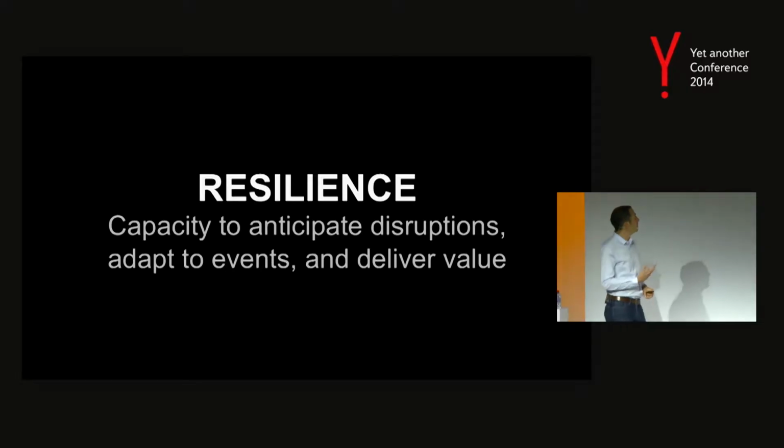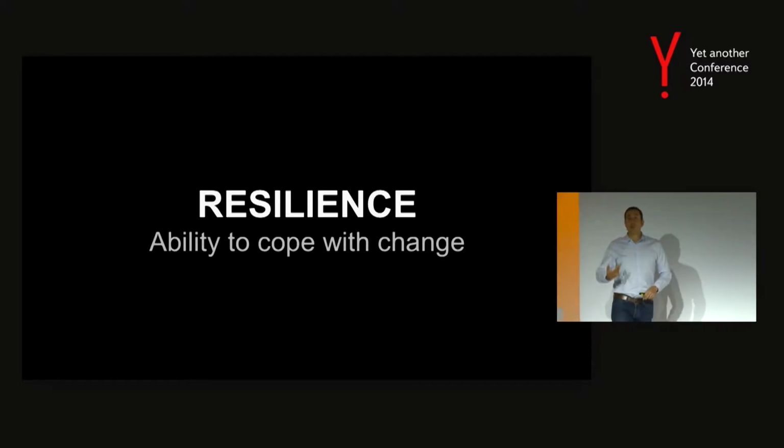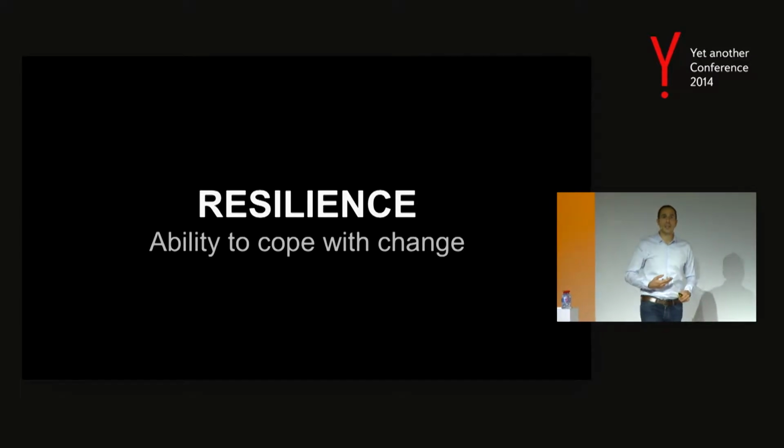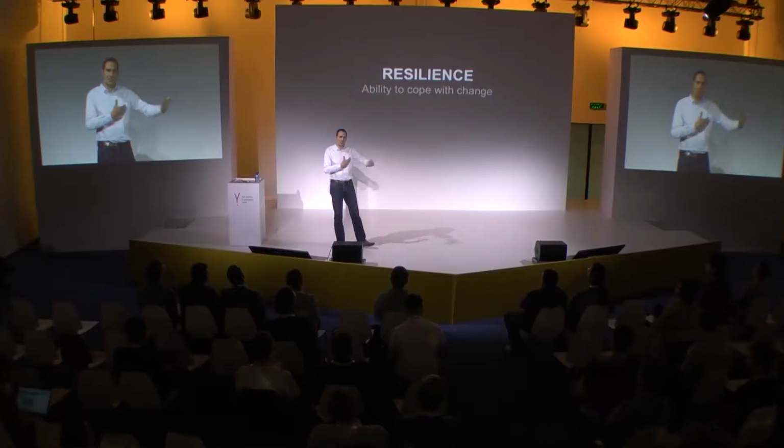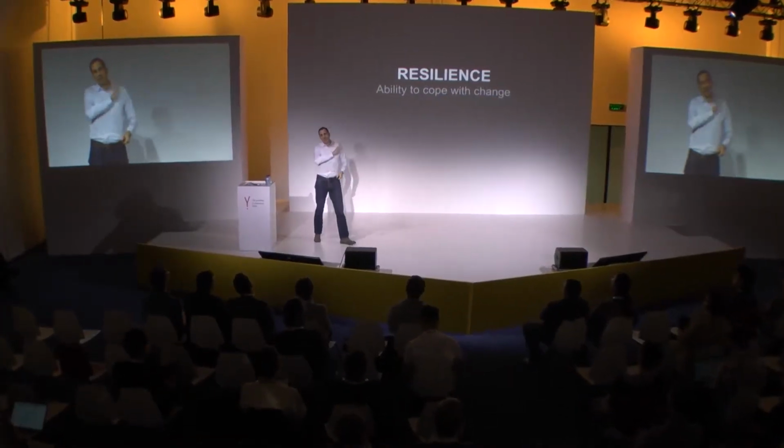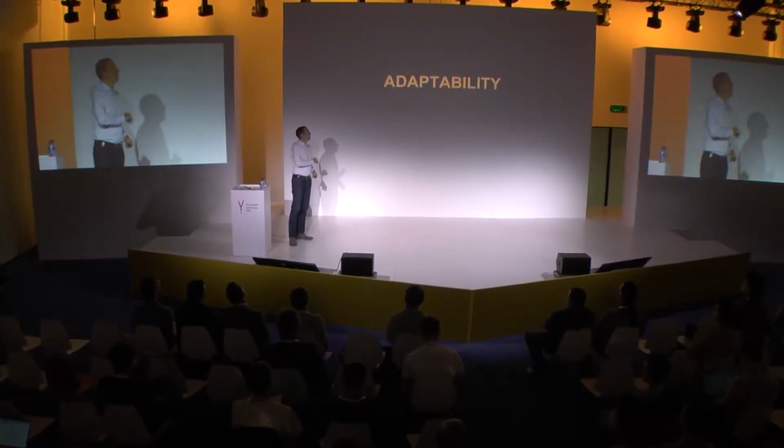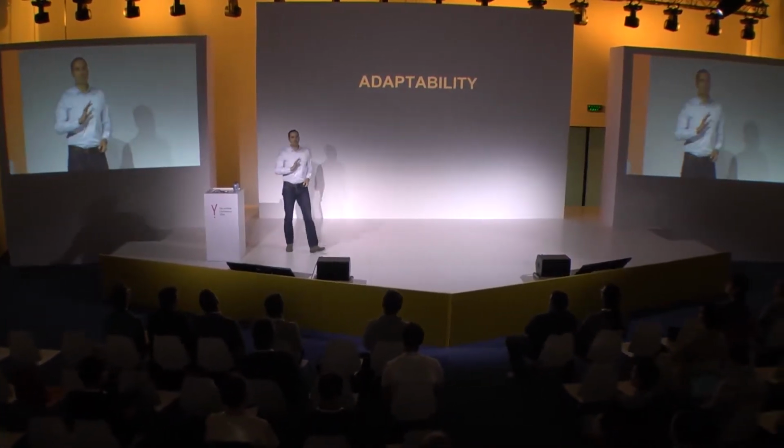There's a more simple definition of resilience. I like it much. It is the capacity to anticipate disruptions and to adapt to events and continue to deliver value. And if you simplify it again more, resilience is the ability to cope with change. So you can think about resilience as the ability to adapt, like living organisms that can evolve and so on. And if you take this definition of resilience, here the keyword is adaptability, right?